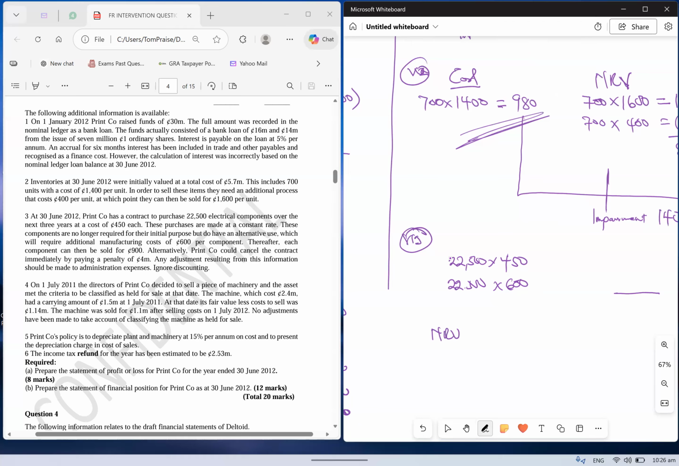The net realizable value, which is 22,500. They can now be sold for 900 each. All right, get me the total. Let's compare. I'm sure this one too, we will have a loss in there. The lower will be the net realizable value by all means. Alternatively, he could cancel the contract for 4 million. So let's find the difference.